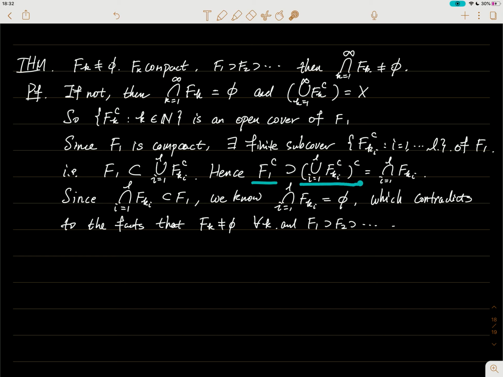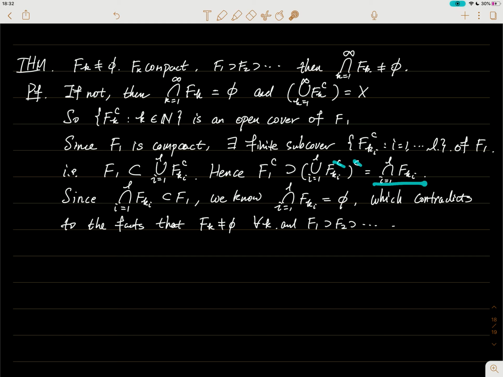And then again, apply De Morgan's law. The complement of the union becomes the intersection of the complements, but the two complements cancel. So that's why this is just the intersection of those sets, the F_ki's.